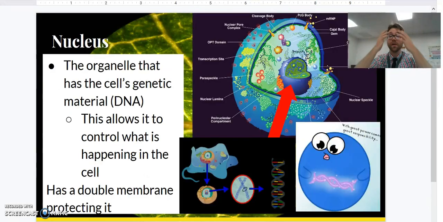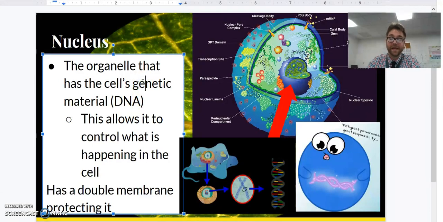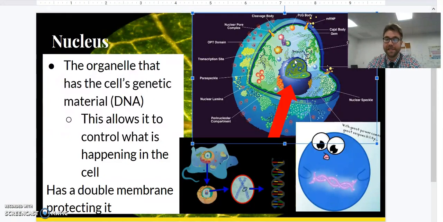Right, inside the cell, one of the most important organelles. It holds your DNA, it holds my DNA, it holds all the DNA: the nucleus. The nucleus holds all of our genetic material, our DNA. And by holding this DNA, it holds all the information, and therefore it controls everything that's happening in the cell. And much like the cell, the nucleus has a double membrane that protects the DNA. It has a double membrane around it. Here we can see it here in the center of the cell. Here's all the DNA inside and the double membrane that goes around it.